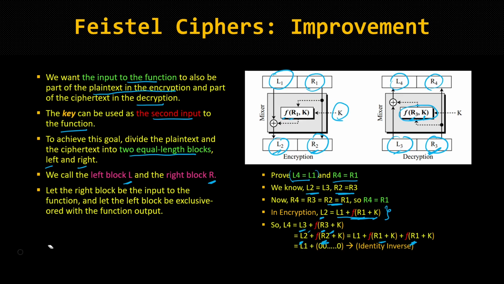Yeah, so this is giving us the identity inverse. Now if we XOR something with the identity value, then we get only that value. So we are getting this L1. This is how we are proving that L4 is equal to L1 and R4 is equal to R1.